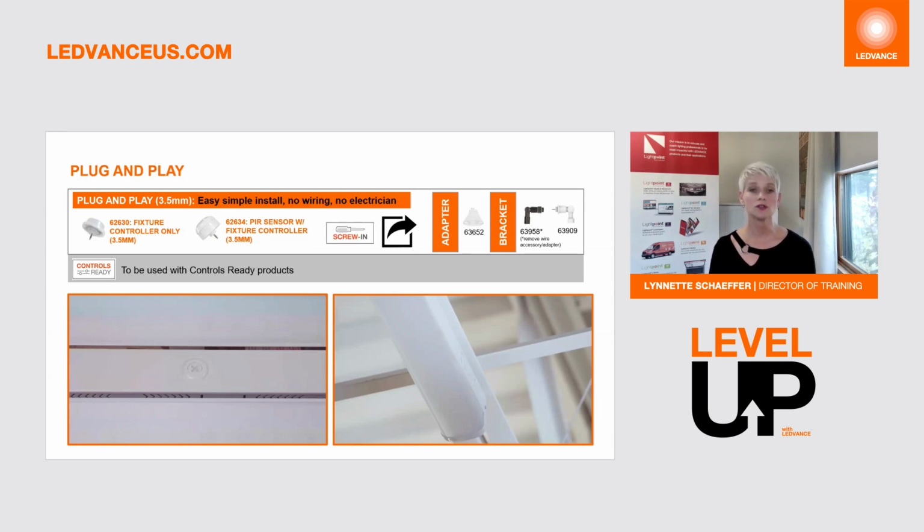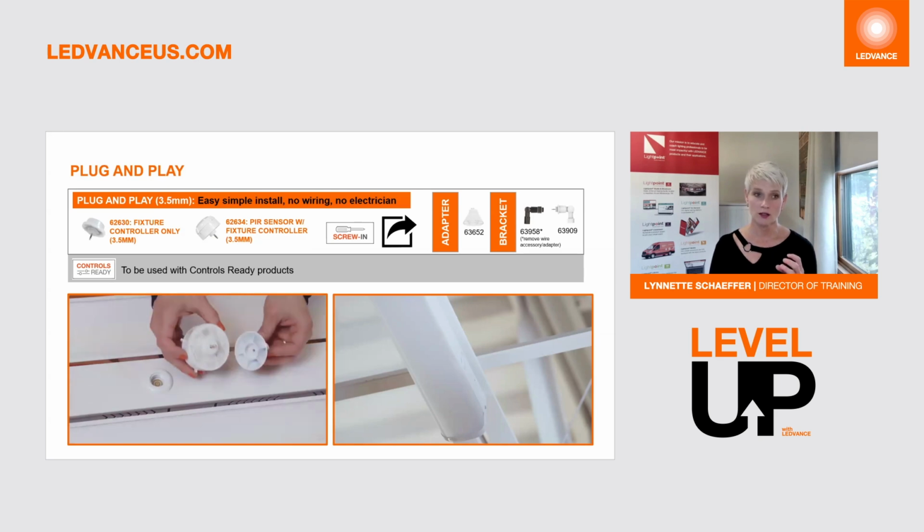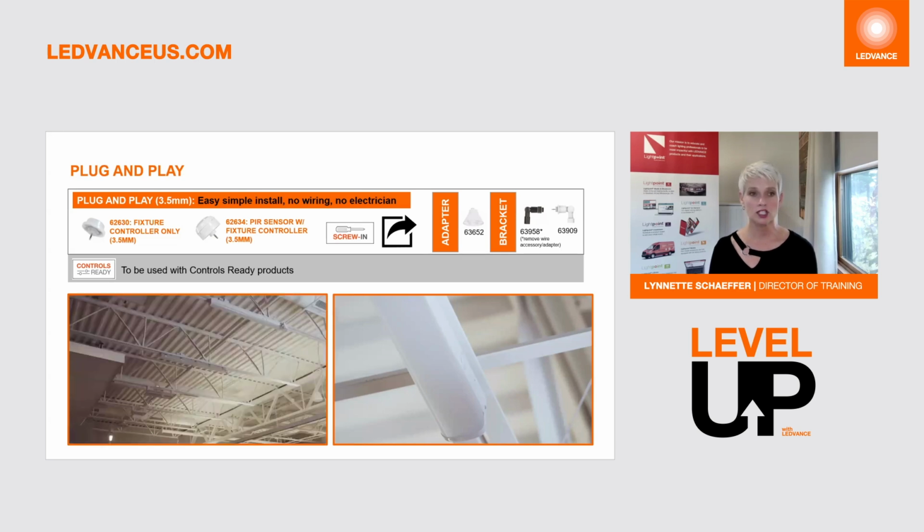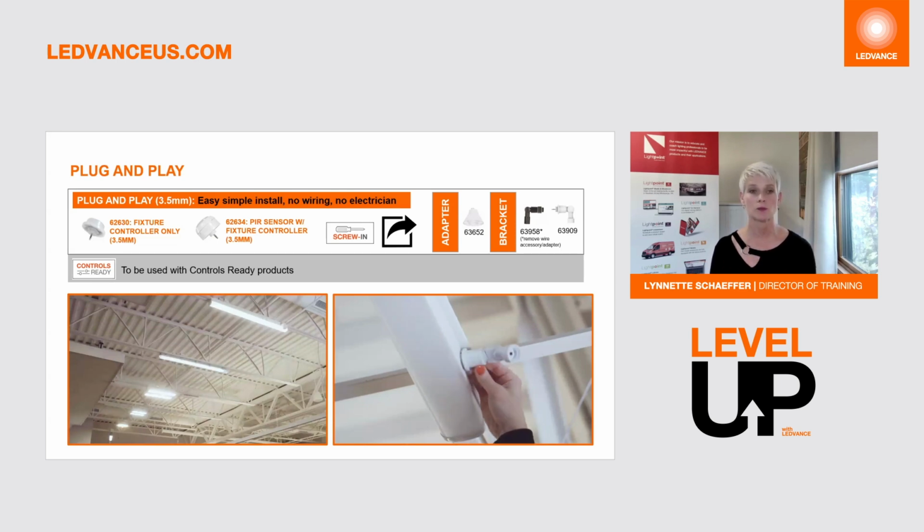Now, these are intended to be used with control-ready products that feature a screw-in design. You simply remove the cover, and then you take your fixture controller with sensor along with the adapter. Make sure you remove the little white piece that's protecting those three little pins, and you screw it in. No electrician. You can make the change at any time. You can add it at any time. You don't have to do any rewiring. There's no 0 to 10 volt wiring going on. It is completely 100% plug and play.